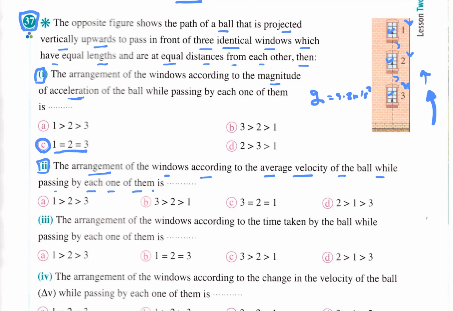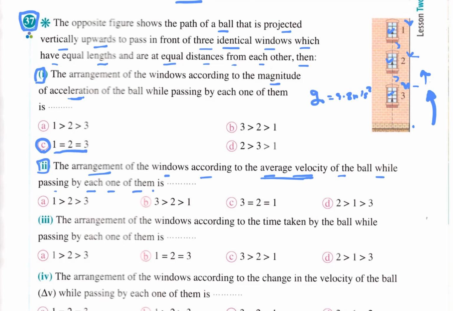And you know how to calculate the average velocity, right? V initial is the same for all, plus V final here, over 2. And for the second window, V initial plus V final at Windows 2, over 2. So as you're going up, the average velocity decreases because the final velocity decreases when you are going up.